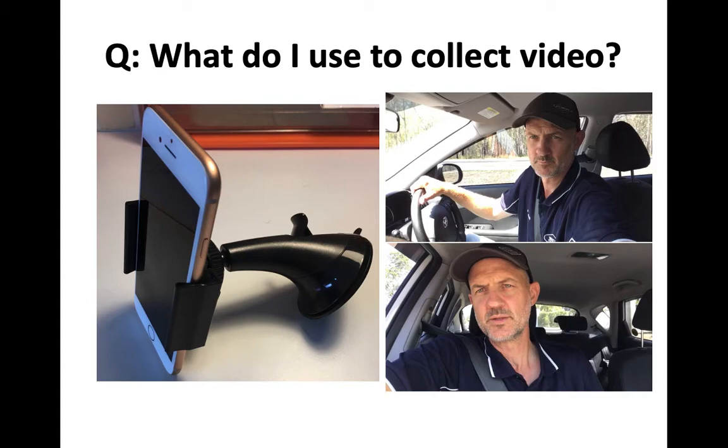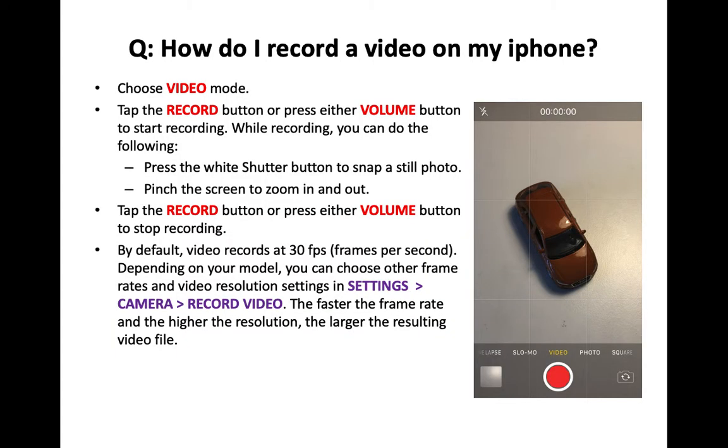Here's a picture of me. What do I use to collect video? On the left, we've got an iPhone sitting in a little cradle that was purchased from JB Hi-Fi. You can tighten up the little clamp there to hold the phone. And there's a little suction cup on the far right side where you can hook it up to either the front of the windscreen or the side of the windscreen. And it depends on what you're demonstrating in your videos.